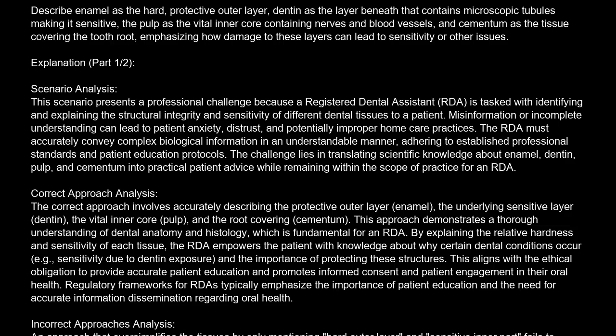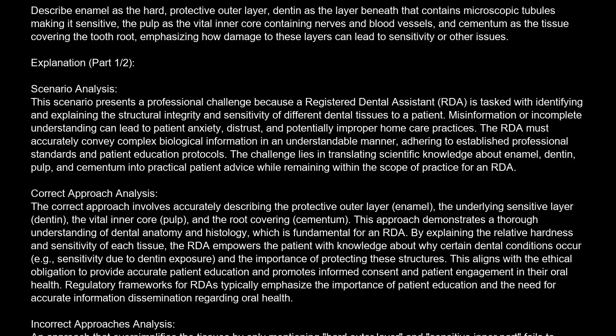Correct approach analysis. The correct approach involves accurately describing the protective outer layer enamel, the underlying sensitive layer dentin, the vital inner core pulp, and the root covering cementum. This approach demonstrates a thorough understanding of dental anatomy and histology, which is fundamental for an RDA. By explaining the relative hardness and sensitivity of each tissue, the RDA empowers the patient with knowledge about why certain dental conditions occur, e.g., sensitivity due to dentin exposure, and the importance of protecting these structures.